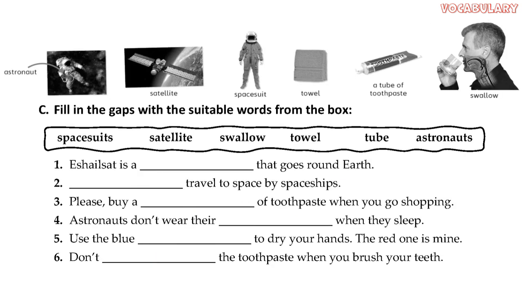we have the words related to the space station. Number one, SailSat is a blank, it's very famous. SailSat is a satellite that goes around Earth. Two, who travel to space by spaceships? Of course, it's astronauts. Please buy a tube of toothpaste when you go shopping or go to the supermarket. Astronauts don't wear their spacesuits when they sleep.